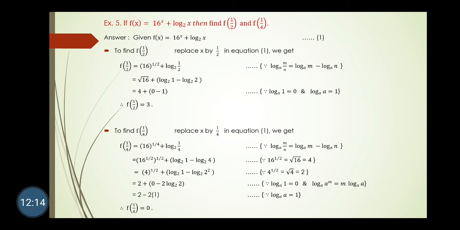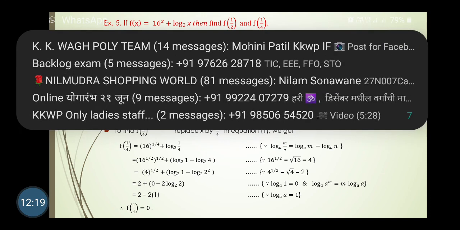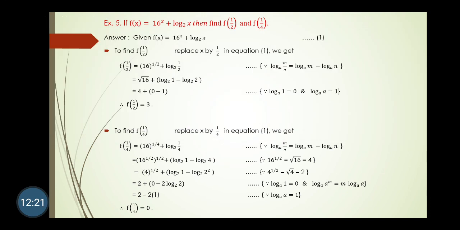But here we apply the property log a raised to m is equal to m log a. So applying this property, we get 2, which is the power term outside of the logarithm, into log 2 to the base 2. But what is the value of log a to the base a? It is 1. So by using this, log 2 to the base 2 is equal to 1, and the final answer is 2 plus into minus is minus, and 2 into 1 is 2. So the final answer is 0. So we get f of 1 by 4 is equal to 0.